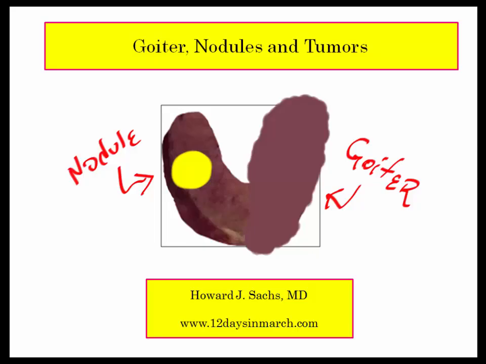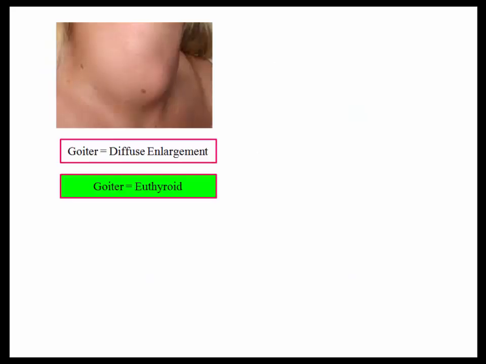In this section, we will conclude our discussion of thyroid disorders with a focus on goiter, nodules, and tumors. So let's get started with a review of goiter. For purposes of this discussion, goiter simply refers to the diffuse enlargement of the thyroid gland. You'll shortly appreciate where nodules enter the discussion.